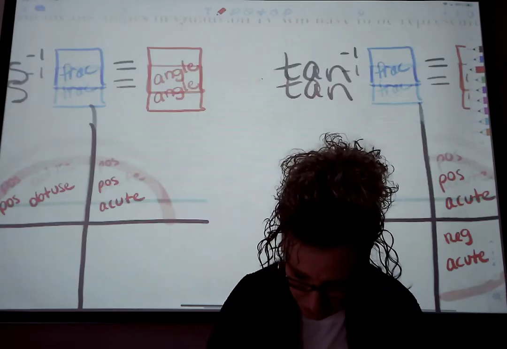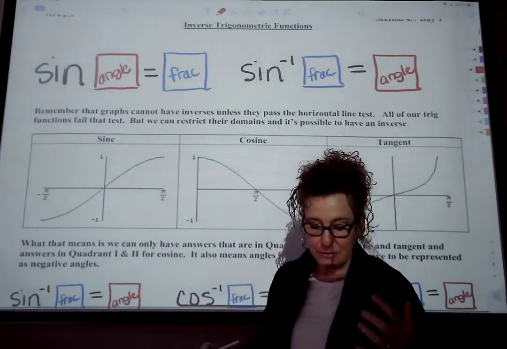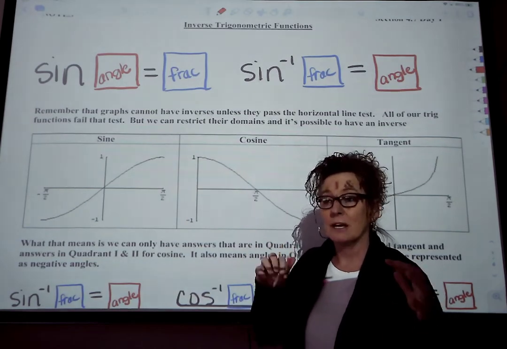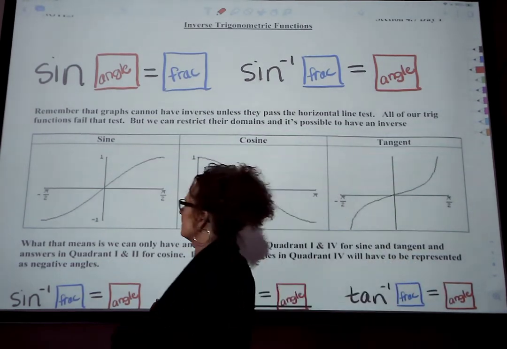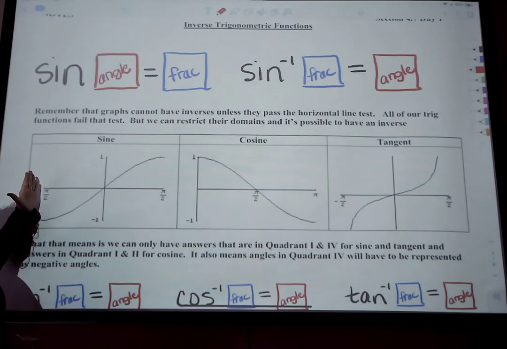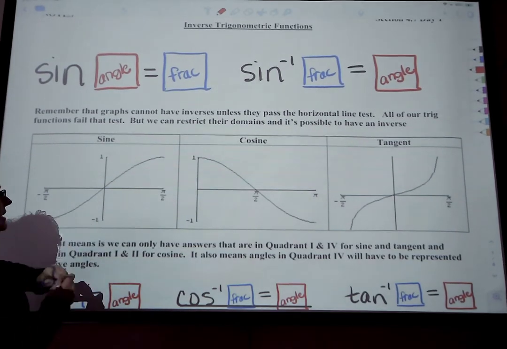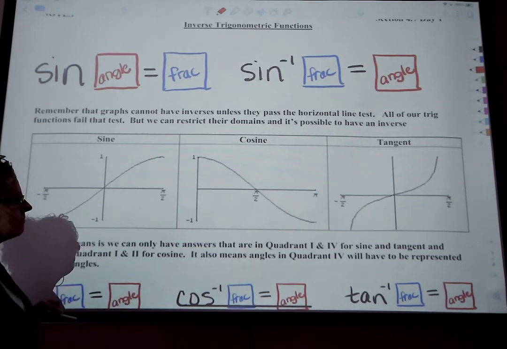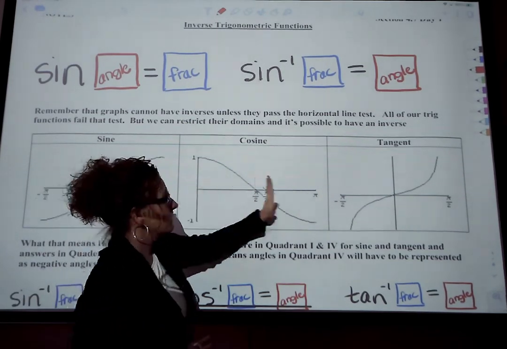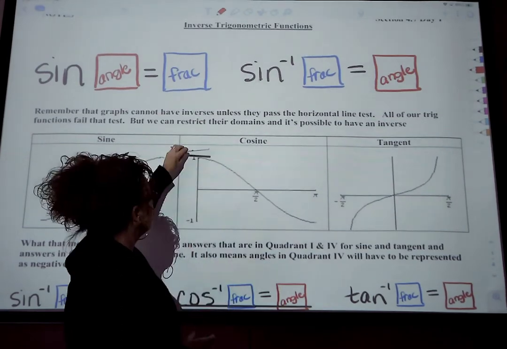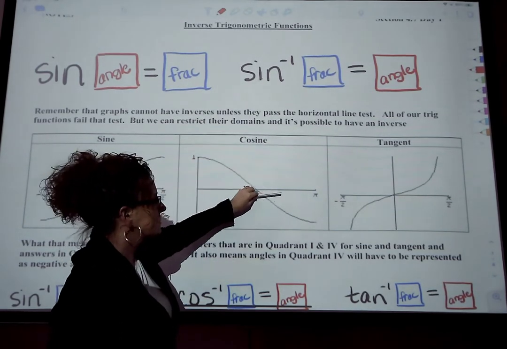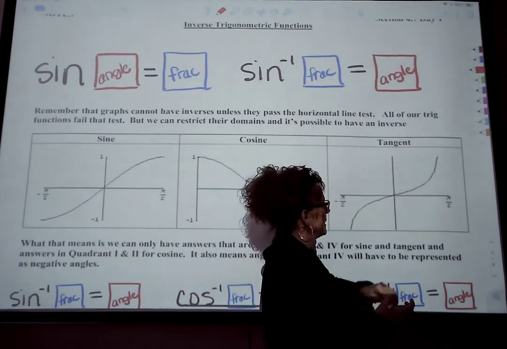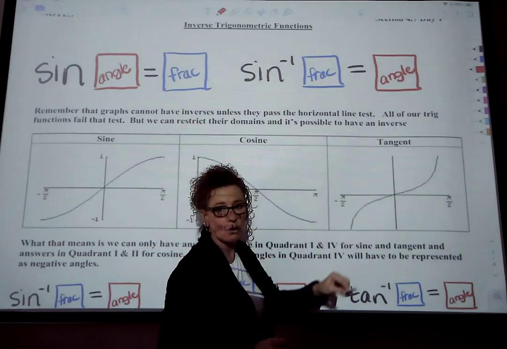Now, in your notes up here, you've got all three of those pieces graphed for you. The part that I highlighted passes the horizontal line test. So for sine, we're looking at angles from negative 90 to positive 90. See how this portion passes the horizontal line test? Check. Cosine, from 0 to 180 is what we're going to look at. See how this portion passes the horizontal line test? Tangent, negative 90 to positive 90. See how this portion passes the horizontal line test?